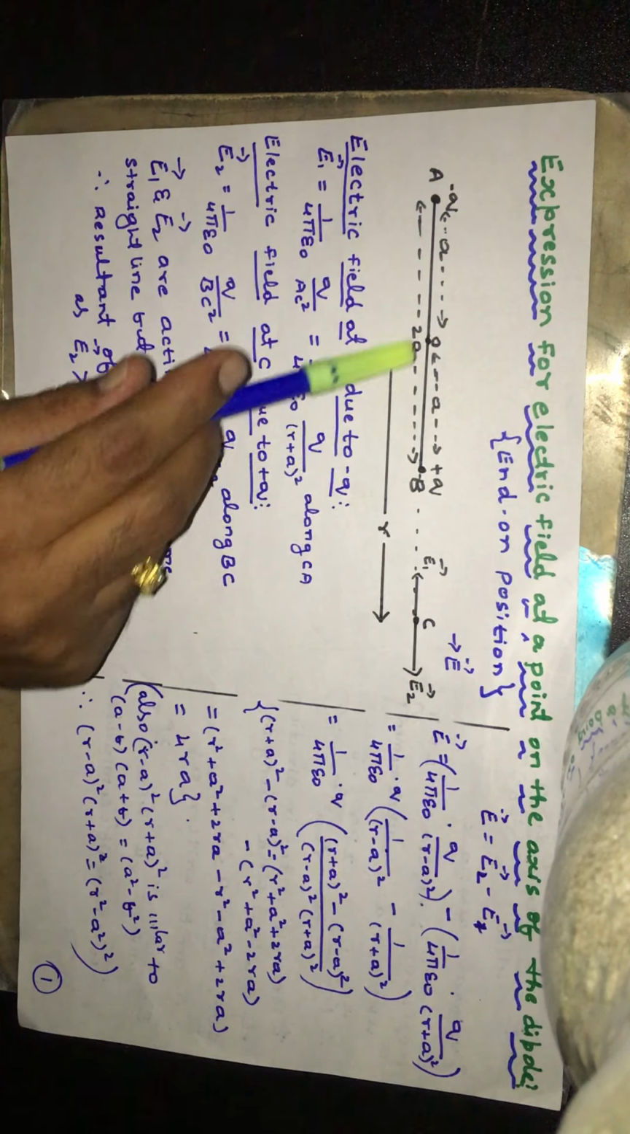Then we have to know what a short dipole is. A short dipole is one in which A is much less than R. That means in this diagram, see, this is A.